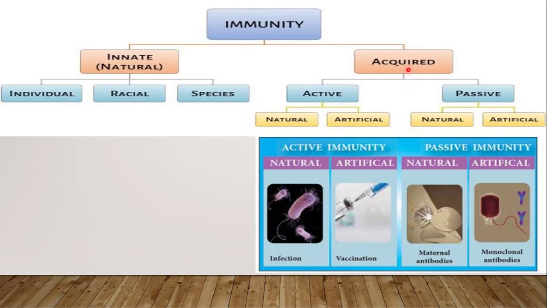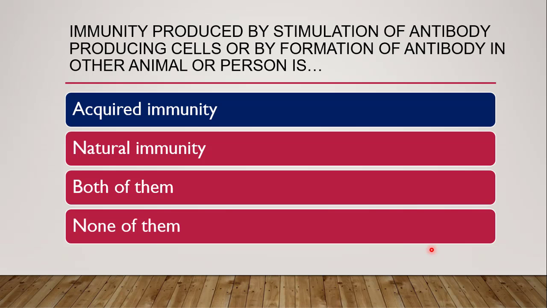Acquired active immunity can be natural as well as artificial. Acquired passive immunity can be natural as well as artificial. In case of active, it is either infection or vaccination, and in case of acquired passive, it is from transplacental transmission or maternal antibodies or monoclonal antibodies. So the next question we will see.